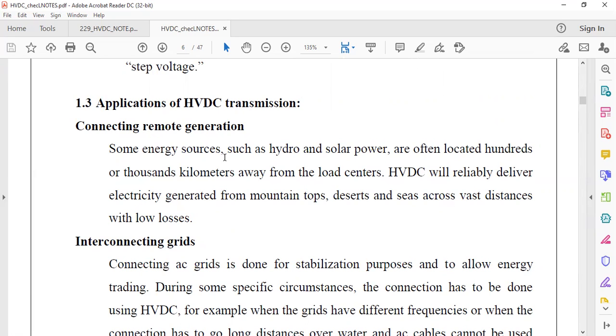Some energy sources such as hydro, solar power are often located hundreds or thousands of kilometers away from the load centers, right? HVDC will reliably deliver the electricity generated from mountain tops, deserts and seas across vast distances with low losses. Suppose these plants are somewhere thousands of kilometers away from the load centers. HVDC will give reliable transmission over long distances, because the first point in the advantages was that for long distances HVDC transmission is better. That is why remote generation can be transmitted through HVDC.